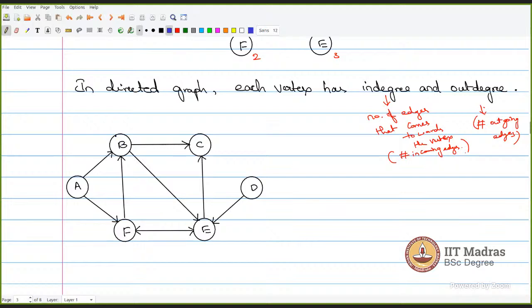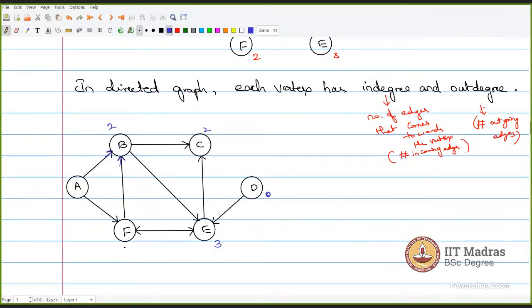Now tell me, what is the in degree of B? 2. You see, this edge is coming towards me, and this edge is coming towards me. So the in degree of B is 2. What is the in degree of C? 2. Only two edges are connected to C, and those two edges are incoming edges. So the in degree of C is 2. What is the in degree of D? 0. What is the in degree of E? 3. Right. You just have to check the number of incoming edges.